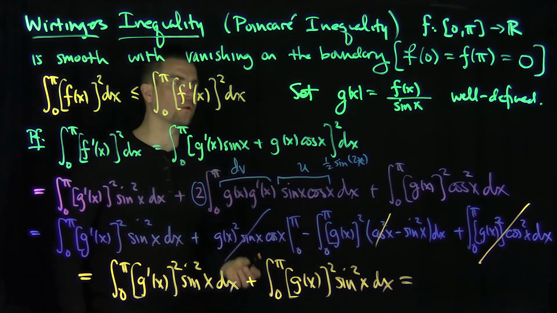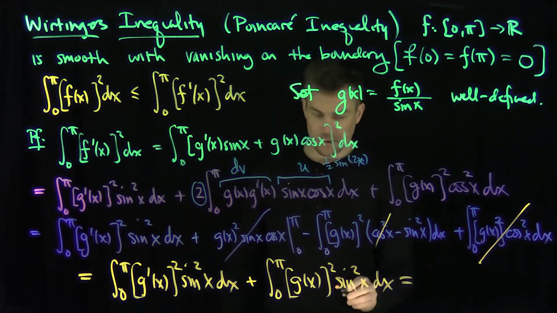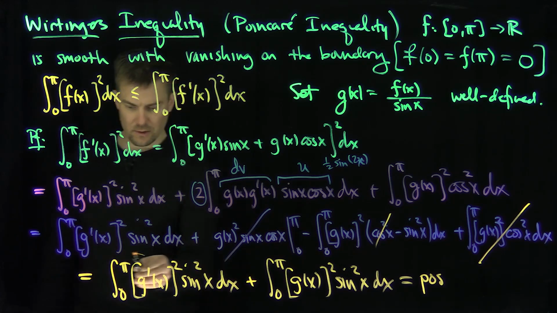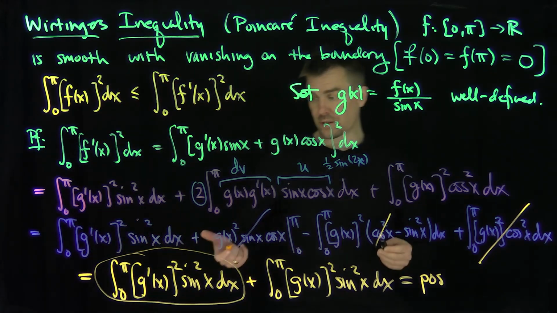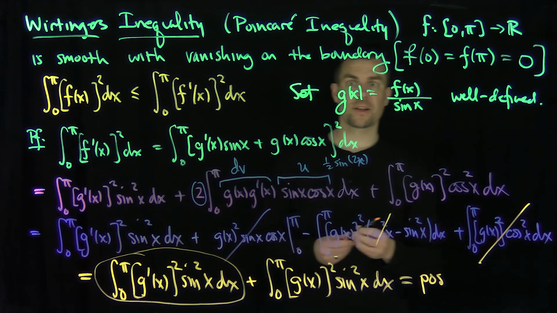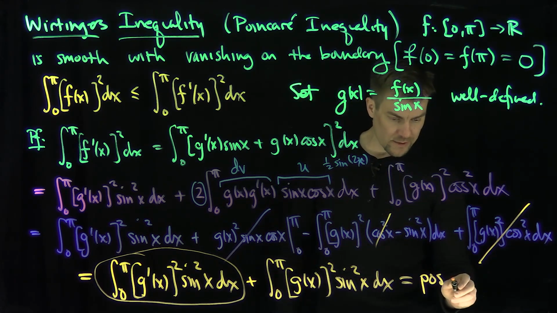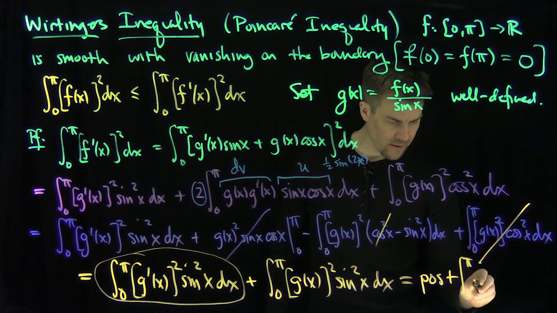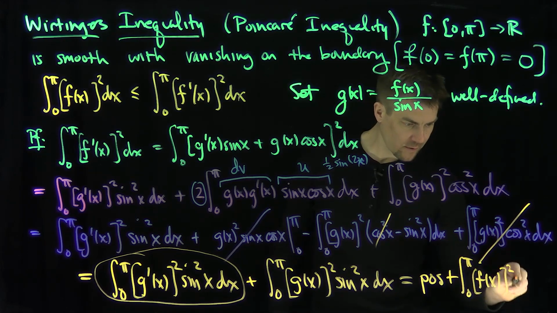And of course, that integral is just what? g squared sine squared is just f squared. So this is just going to be something positive, because this thing over here is greater than or equal to 0 unless g is a constant, right? If g is a constant, then f is a multiple of sine. So it's positive plus what? Plus the integral from 0 to pi of f of x quantity squared.